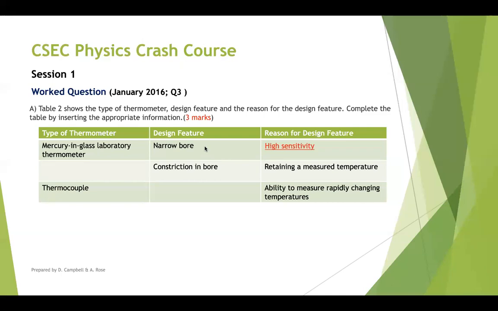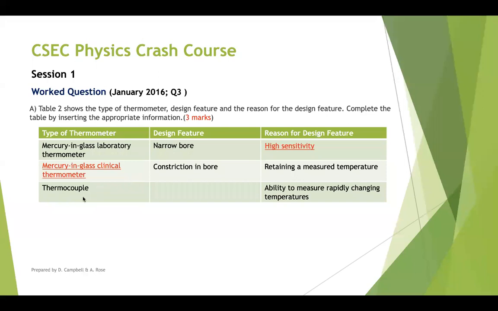All right. Now the second thermometer is not given, but you are told the design feature is a constriction in the bore, and the reason is for retaining a measured temperature. So the only thermometer with a constriction in the bore would be the mercury in glass clinical thermometer. All right. So this is basically 2 thermometers using the same principle, but one has a constriction in the bore.